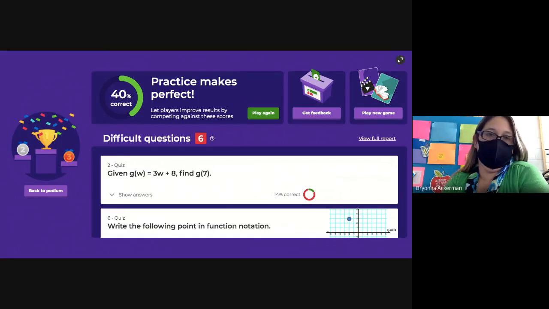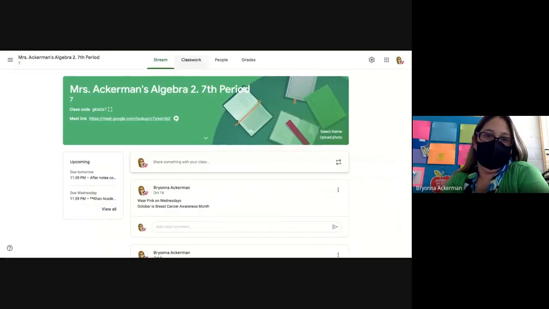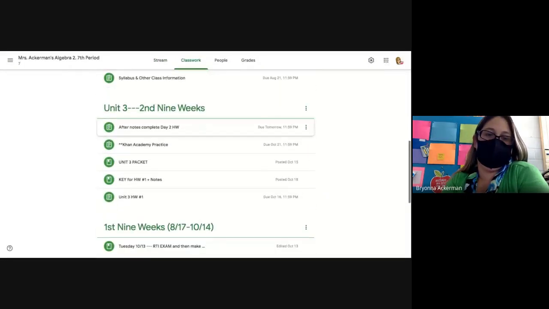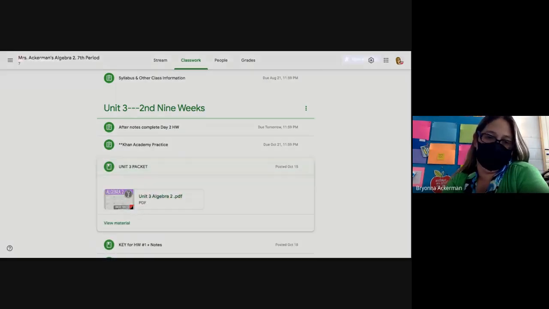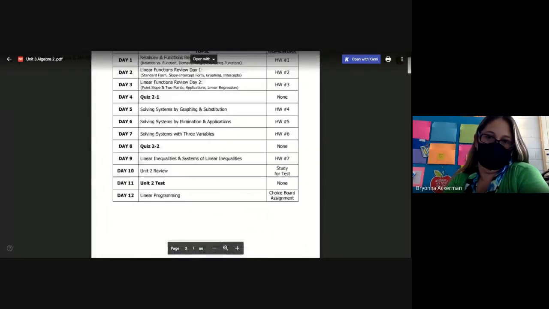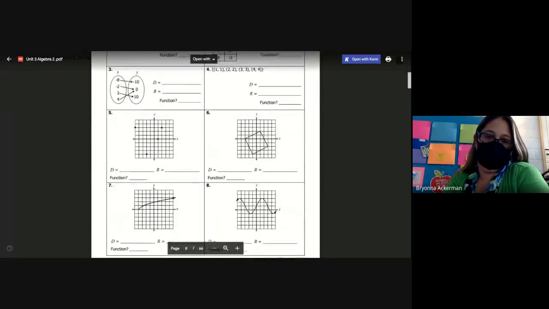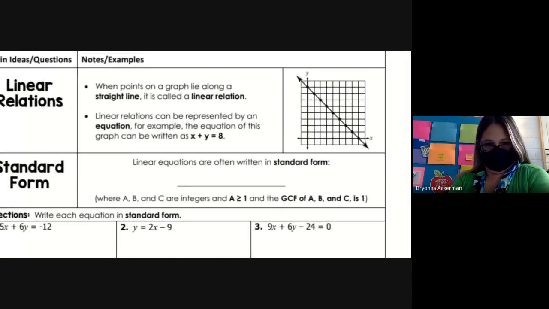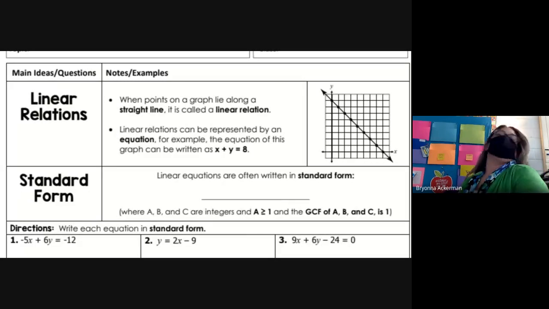Okay, so we're going to go to the packet. If we go under Unit 3, right here, Unit 3 packet, I'm going to page 10 of the packet. So this is page 10. Okay, so we're on day 2 notes. And we're going to be talking about linear relations.